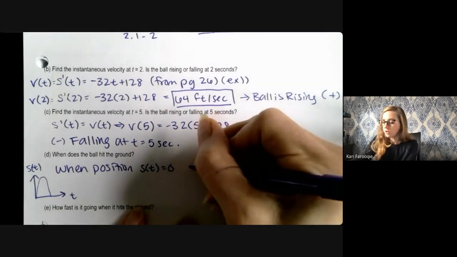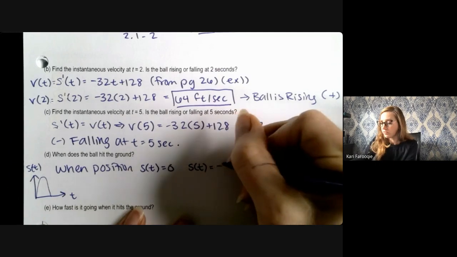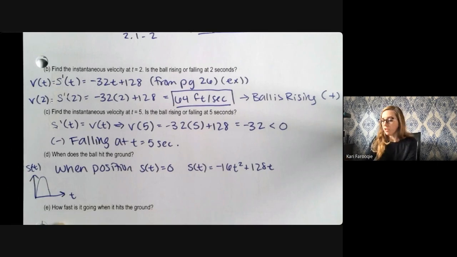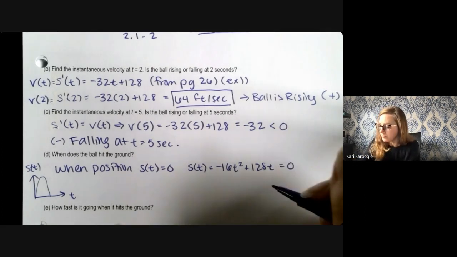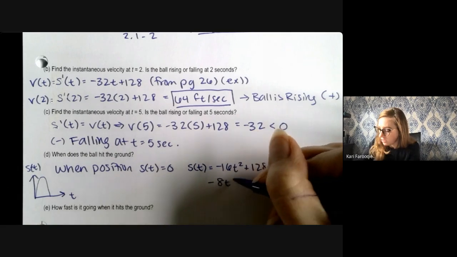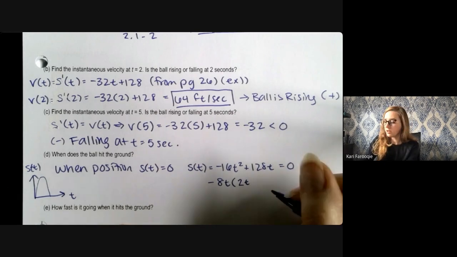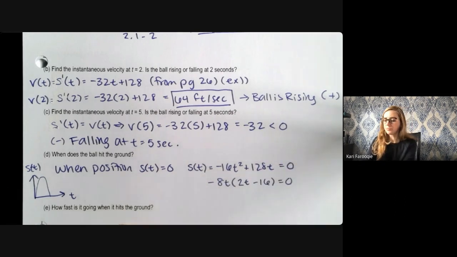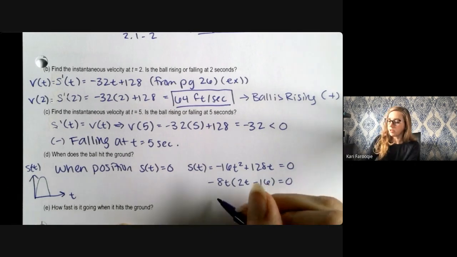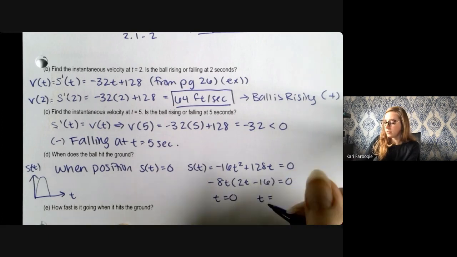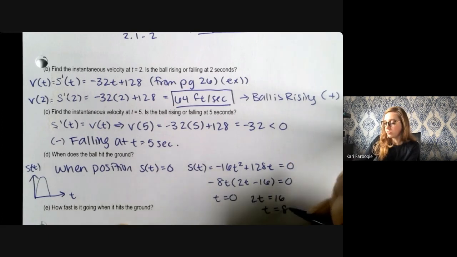I'm going to pull that function back up again. Remember that you were told at the beginning that S of t was negative 16t squared plus 128t. If I want to solve that, I'm going to set this equal to 0. You can factor 128 divided by 16 is 8. So I can take out a negative 8t as the GCF, and that leaves me with 2t, and then minus 16 equals 0. That means either t equals 0 or t equals, when you solve this equation, you could say 2t equals 16 or t equals 8.